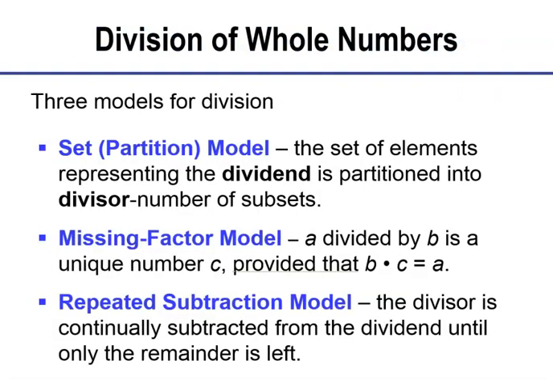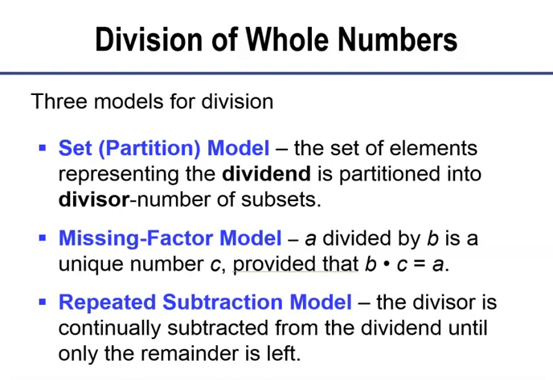So let's move on. So division of whole numbers, we have 3 models for division that we're going to talk about in detail. The first is the set partition model. What we do here is the set of elements representing the dividend is partitioned into the divisor number of subsets. So remember from your previous math courses, the dividend is the number being divided, and the divisor is the groups you're dividing it into, or the subsets you're dividing it into. So be sure you know the difference between the dividend and divisor.